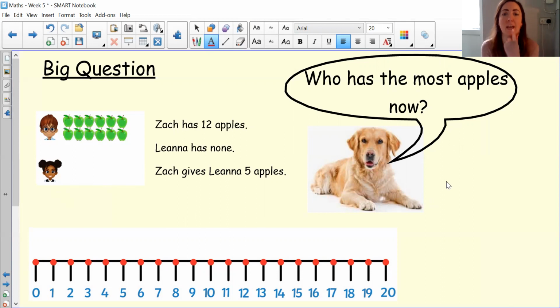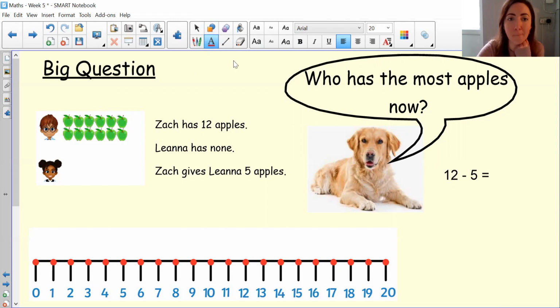Okay, so what's our first step now? We know that Zach has 12 apples and we know that he gives 5 to Leanna. So we can do that as a subtraction number sentence, can't we? So 12 subtract 5. Now, we know there's lots of ways we could work this out. We could cross some of these apples out and draw them over here next to Leanna, or we could use a number line, or we could use some practical resources, anything in our house, as long as we've got 12 of them, or if we're in school, we could use our Numicon, we could use our bead string, any of our resources to work this one out.